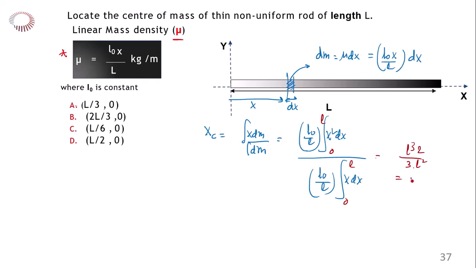So ultimately I am getting 2L by 3. Okay, so 2L by 3 is the answer. That is not at the midpoint. So the answer will be different depending on the variation given. If the variation is different, then the answer may not be 2L by 3. So this is the variation. The entire answer depends on the nature of the variation. Depending on that, the position of the center of mass will be different.